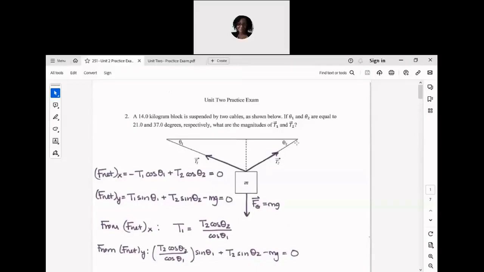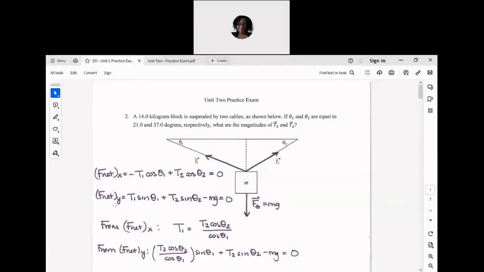So the block being at rest and not accelerating means that it's experiencing static equilibrium. So I know that the forces in each direction will sum to 0. With the x direction, I've chosen a coordinate system that shows negative signs going toward the left. So T1 cosine theta, the cosine component of T1, is going to point toward the left. That's a negative. And I need to be specific because these thetas are not the same. So this is T1 cosine theta 1, pointing toward the left. T2 cosine theta 2 points toward the right. Those have to add to 0.